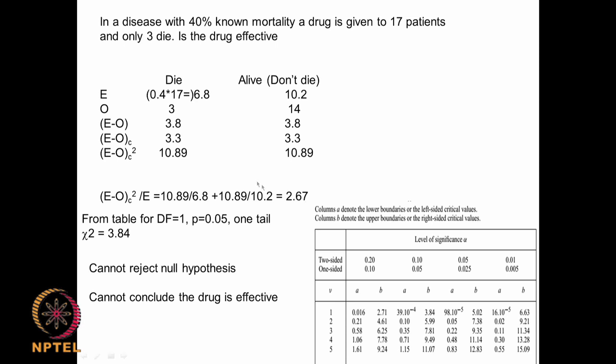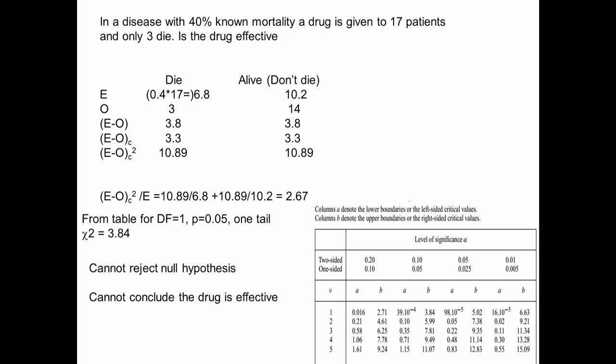So for degrees of freedom of 1, at 95%, we see here 3.84, that is your chi-square value. So we cannot reject the null hypothesis, you understand. We cannot reject the null hypothesis because the table value is 3.84 and your test statistic is 2.67. So we cannot conclude the drug is effective from these results.